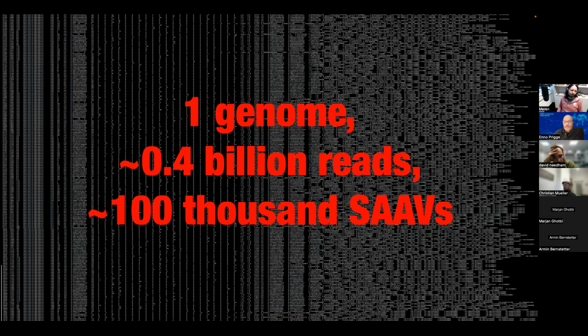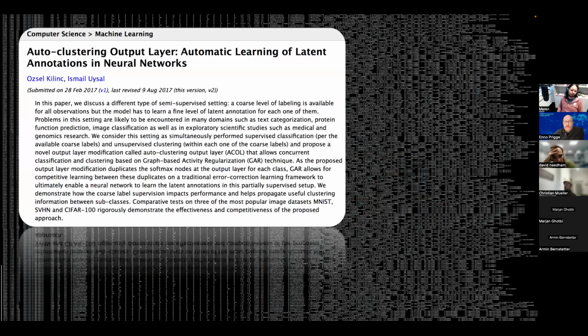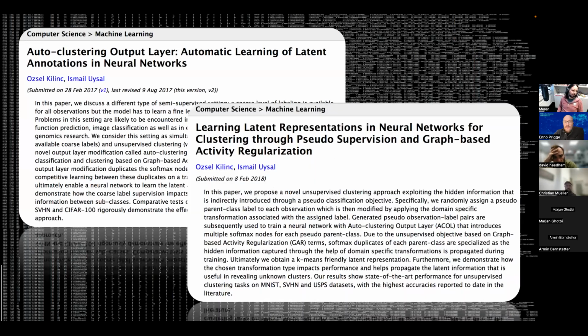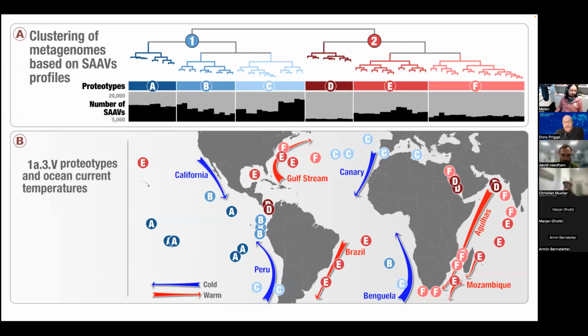So we worked with some colleagues of ours who were interested in deep learning, and they kindly worked with us, and we developed a few algorithms, including an auto-clustering layer for deep learning neural nets. And we were able to finally describe that the signal we learn from genomic heterogeneity of these environmental populations shows us that their proteomes differ between different environments, and these distinct proteomes match to large-scale ocean current temperatures.